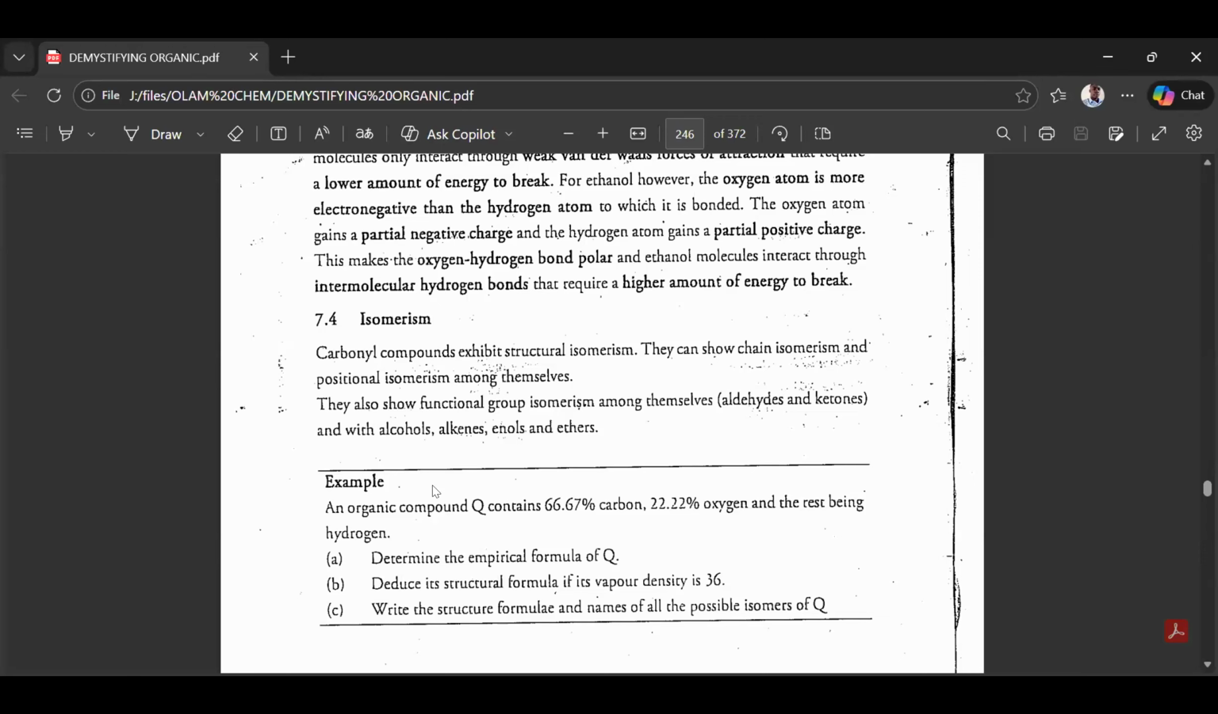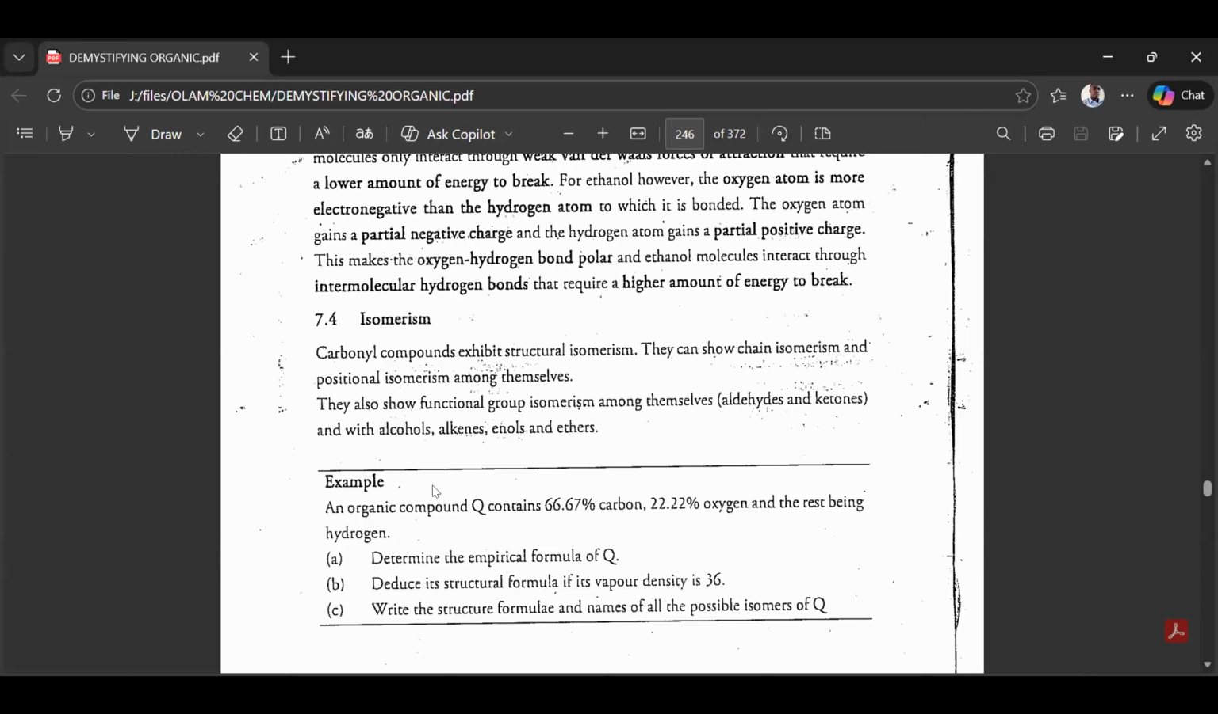When you come to functional isomerism, that one will change the functional group itself. If you have the functional group as hydroxyl, we change it to an ether group. So instead of having a compound as an alcohol, it becomes an ether. So that is functional isomerism.